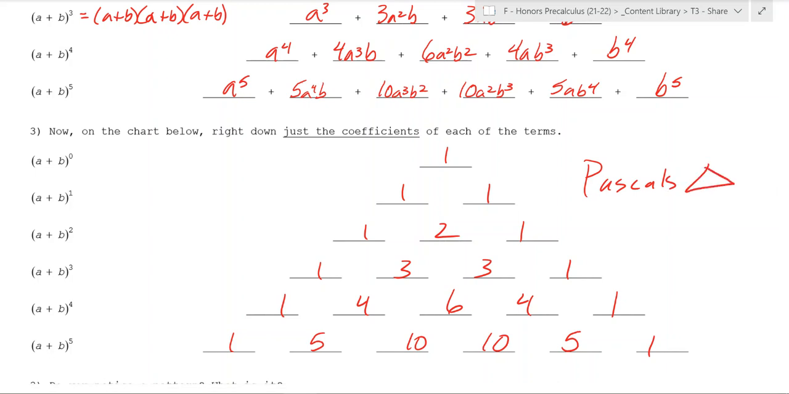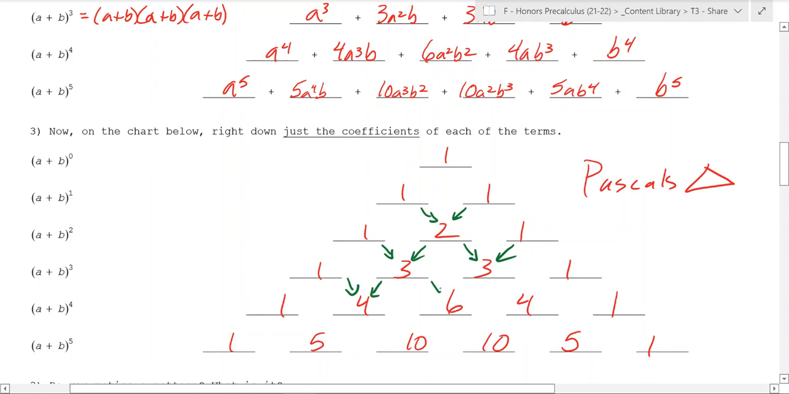You'll probably notice the pattern that any two numbers above add up to the one below: 1 plus 1 is 2, 1 plus 2 is 3, and so forth, like 3 plus 1 is 4 there. This is the pattern you can follow to fill this in. So this triangle is going to be super helpful to multiply things out really quickly.